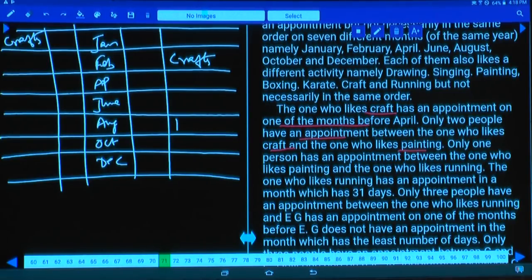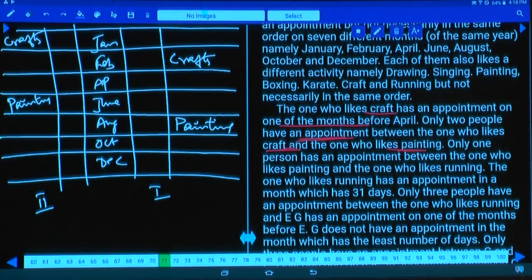Hence, let us take this is case 1 and this is case 2. Painting must be in the month of August in case 1. And in case 2, painting must be in the month of June. Only 2 people have an appointment between the one who likes craft and the one who likes painting.